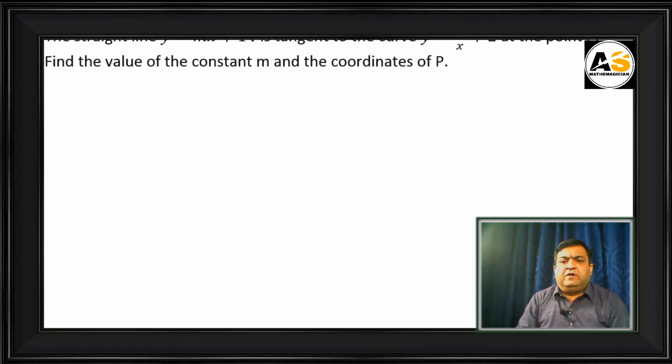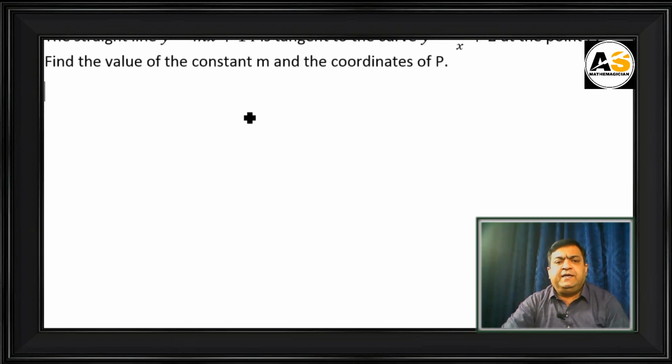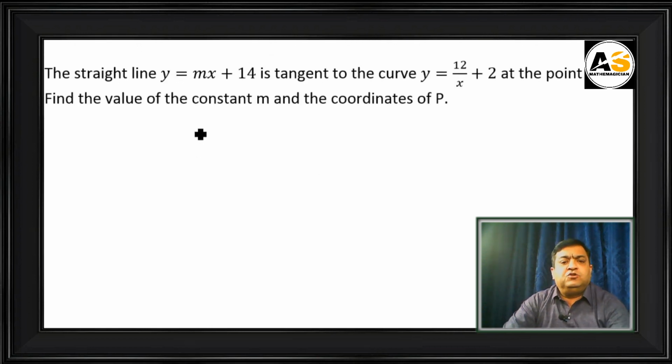Now we move to our next question. The straight line y is equal to mx plus 14 is tangent to the curve y is equal to 12 over x plus 2 at the point P. Find the value of the constant m and the coordinates of point P. This is the line and this is the curve, and it is given that this line is tangent to this curve. With the help of this information, we will first find the value of m.